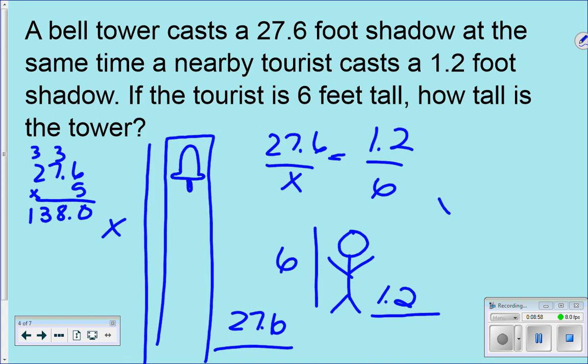So you did x over 27.6. Yep. So across from your x has to be your 6 then. You can, but remember, what's across from each other has to be corresponding with something. So since you did your x over 27.6, on the other side it has to be your 6 over 1.2. Okay? You could have done it this way, x over 6, and then your other side would be 27 over 6. So they have to be corresponding. That's why.